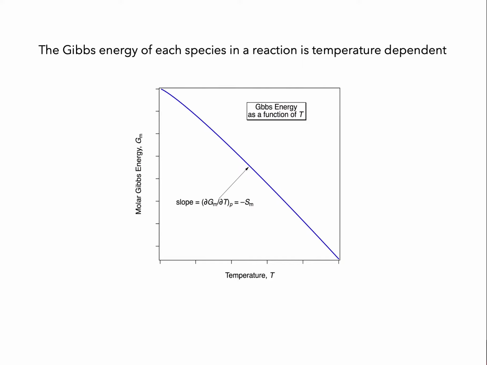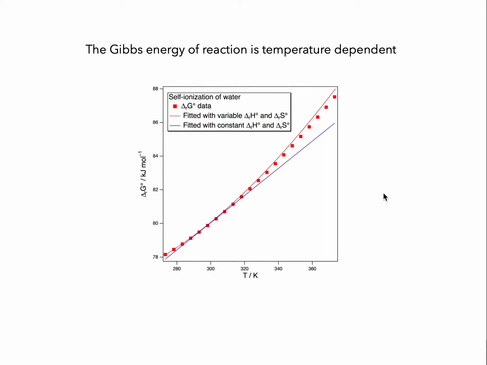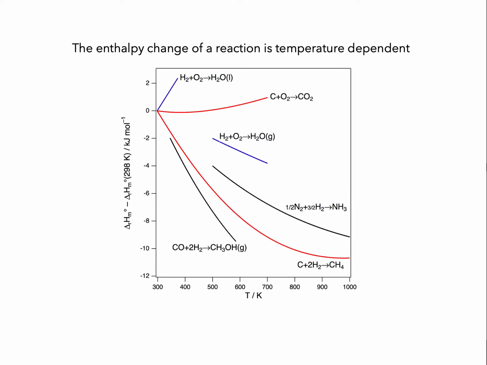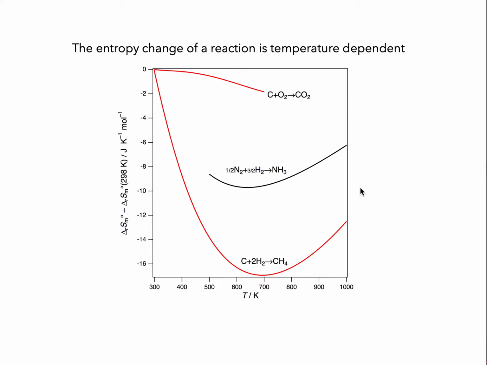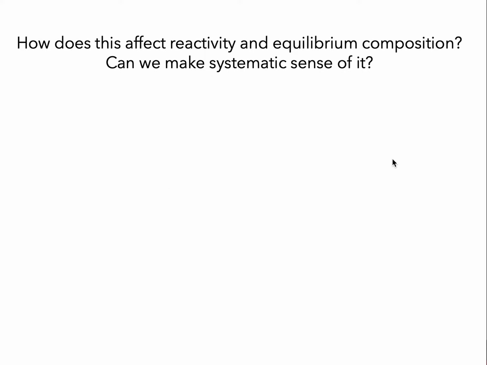The molar Gibbs energy of each reactant and product changes with temperature in proportion to the negative of its absolute molar entropy. Therefore, the Gibbs energy of reaction is also temperature dependent, as are the enthalpy change and the entropy change associated with the reaction. With all of these parameters changing, is there any way to make sense of it?